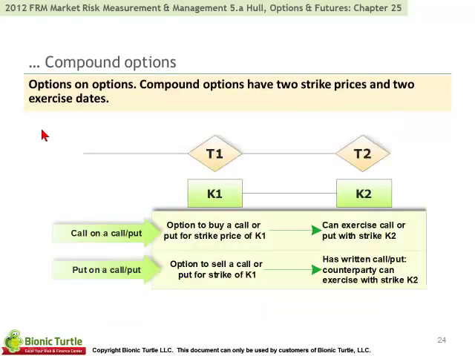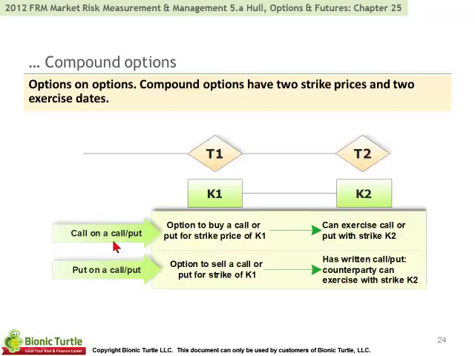So a compound option is an option on an option. That means that a compound option has 2 strike prices and 2 exercise dates. So here's the first exercise date, and here's the second exercise date. Here's the first strike price, and here's the second strike price. So that means we have 4 permutations here. We can have a call on a call or a call on a put. And we can also have a put on a call or a put on a put.